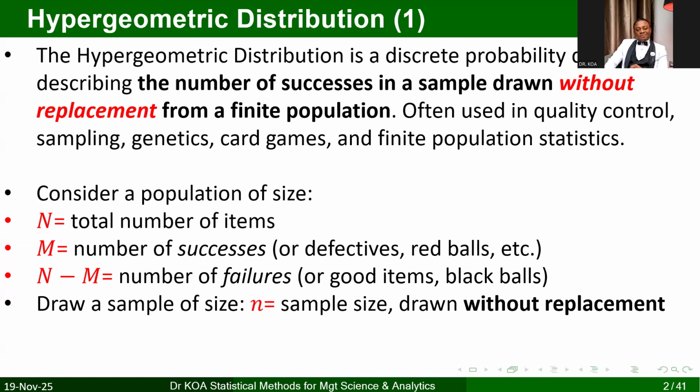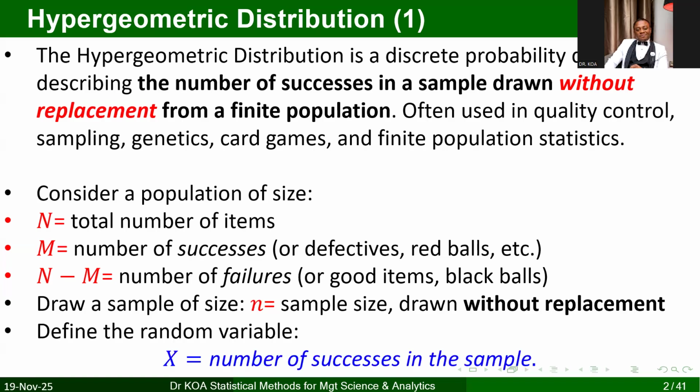Okay. We can draw a sample of a particular size, say n, without replacement. And on the basis of that, we can define the random variable. Just like we would have defined a binomial probability distribution random variable, we can define this particular random variable as X, where X represents the number of successes in that particular sample. So these are just beginning definitions.